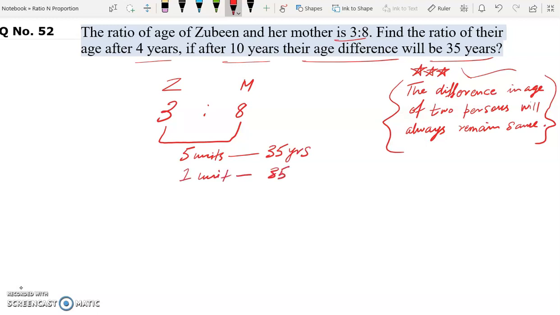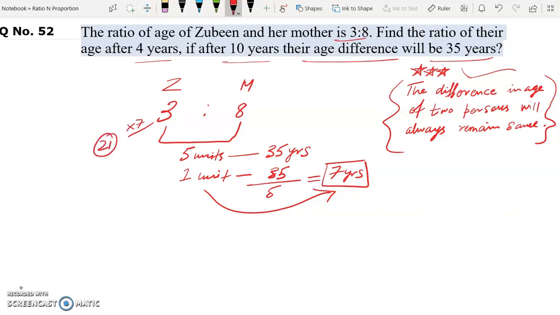So 1 unit will represent 35 divided by 5 is equal to 7 years. So 1 unit represents 7 years. So Jubin's present age will be how much? 3 into 7 will give us 21. And Jubin's mother's age will be 8 into 7 is equal to 56.